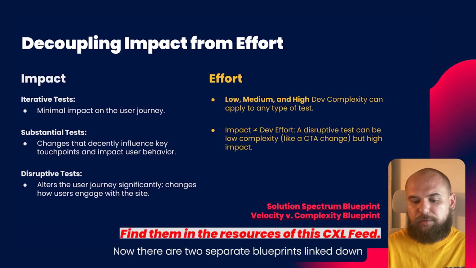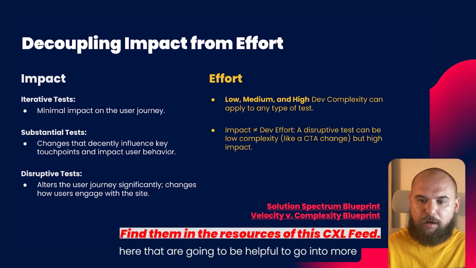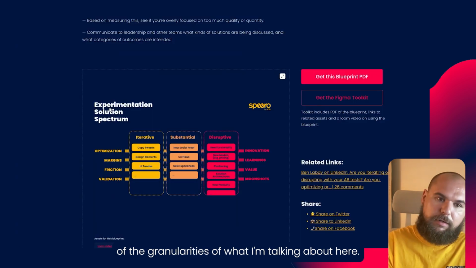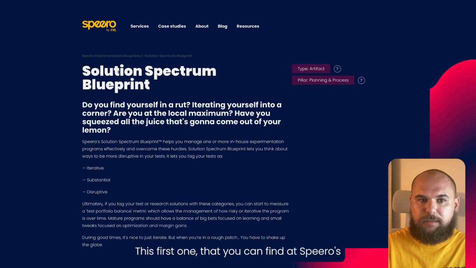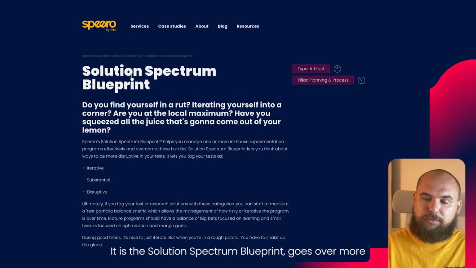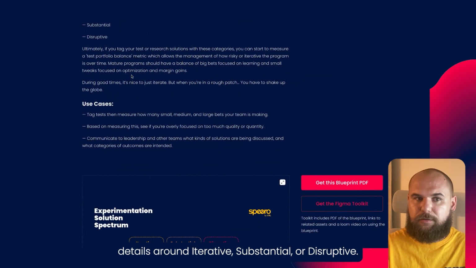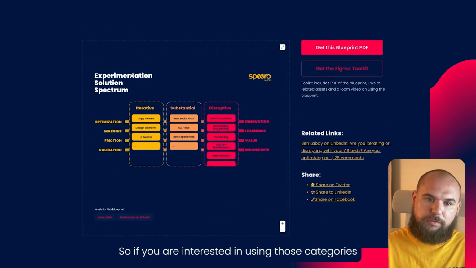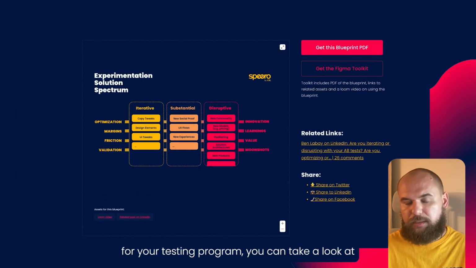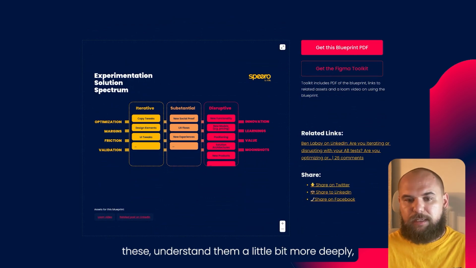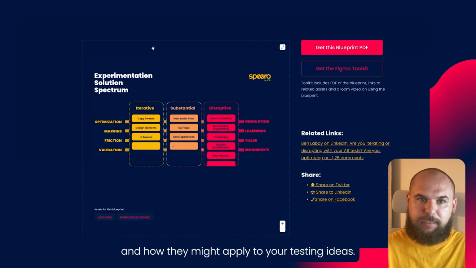Now, there are two separate blueprints linked down here that are going to be helpful to go into more of the granularities of what I'm talking about here. This first one that you can find at Speero's site is under Resources and Blueprints. It is the Solution Spectrum Blueprint, goes over more details around iterative, substantial, or disruptive. So if you are interested in using those categories for your testing program, you can take a look at these, understand them a little bit more deeply, and how they might apply to your testing ideas.